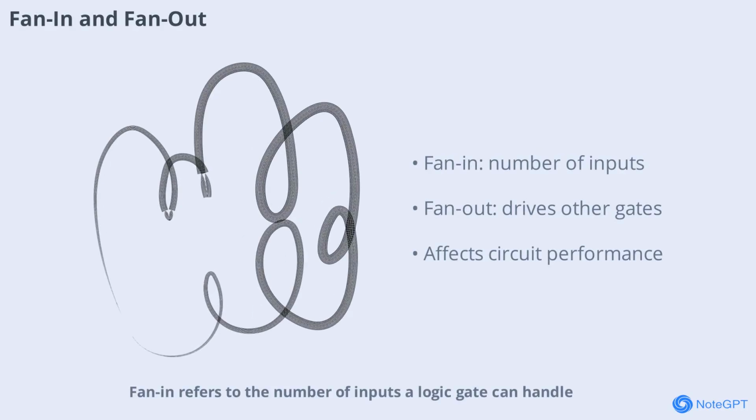Fan-in refers to the number of inputs a logic gate can handle, while fan-out is the number of other gates it can drive. These factors affect how circuits are designed and how signals are distributed. High fan-out can slow down circuits, so designers balance these parameters for optimal performance.